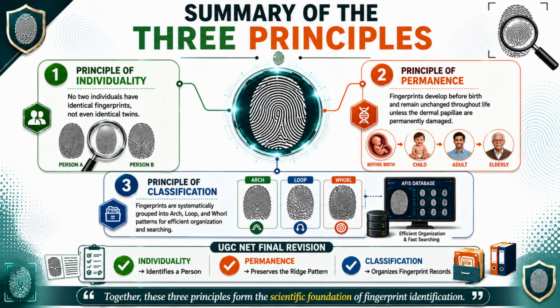The AFIS system now compares the latent fingerprint only with loop fingerprints stored in the databases. Within minutes, the software produces several possible matches. The examiner then compares the ridge endings, bifurcations, dots, and other minutiae to determine the true source of fingerprint. This demonstrates how classification saves both time and effort during forensic investigation.